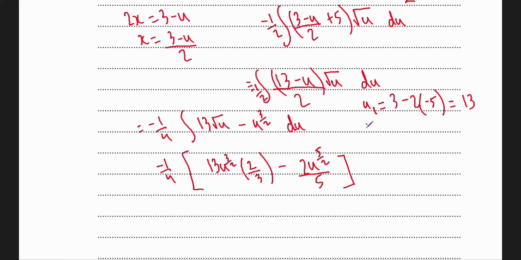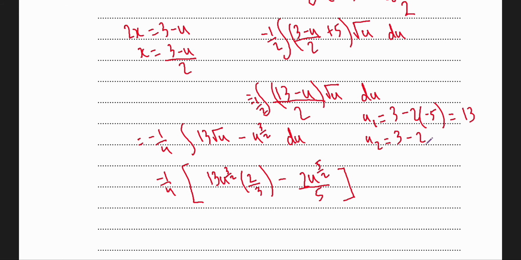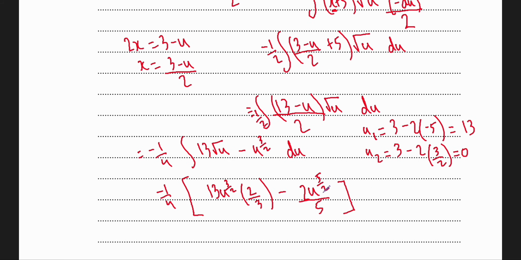And then you can use the upper bound: u2 is equal to 3 minus 2 times x, which is positive 3/2. This just goes to 0, and you can use that as the upper bound. So instead of putting everything back in for x, which is going to look messy, you can just put in 13 and 0 over here. This seems counterintuitive, because 13 is bigger than 0, so why is 13 at the bottom?